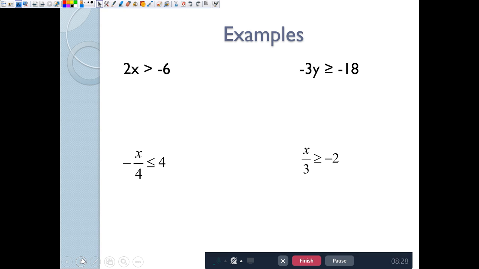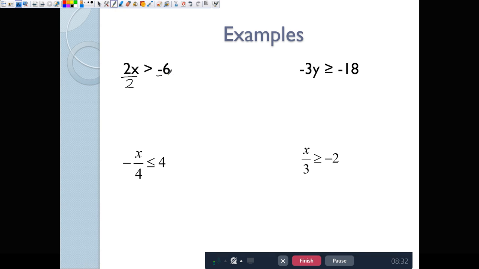Alright, so in order to solve this problem, I'm going to have to divide by 2. Did I multiply or divide by a negative number? No. So I'm going to keep my sign the same. -6 divided by 2 is a negative number, but that doesn't mean I multiplied or divided by a negative number. Okay? So I'm just going to graph my inequality.